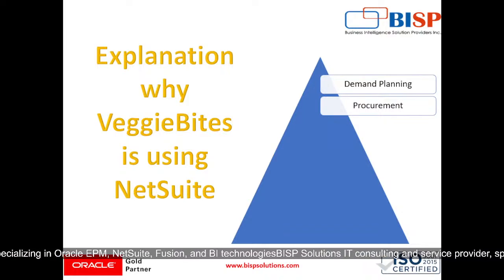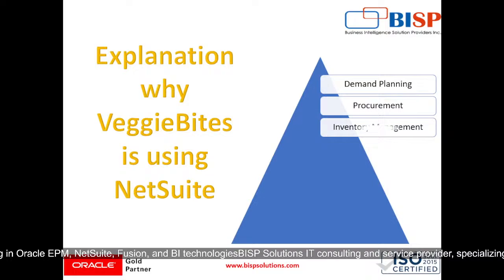Then comes our inventory management, where Veggie Bites needs to know how much raw materials and finished goods they have at all times. If they have too much, it can take up space. If they have too little, they can't fulfill customer needs. So Netsuite provided them a solution: Netsuite updates inventory in real time as goods come in and go out, and it also prevents overstocking and stock shortages.